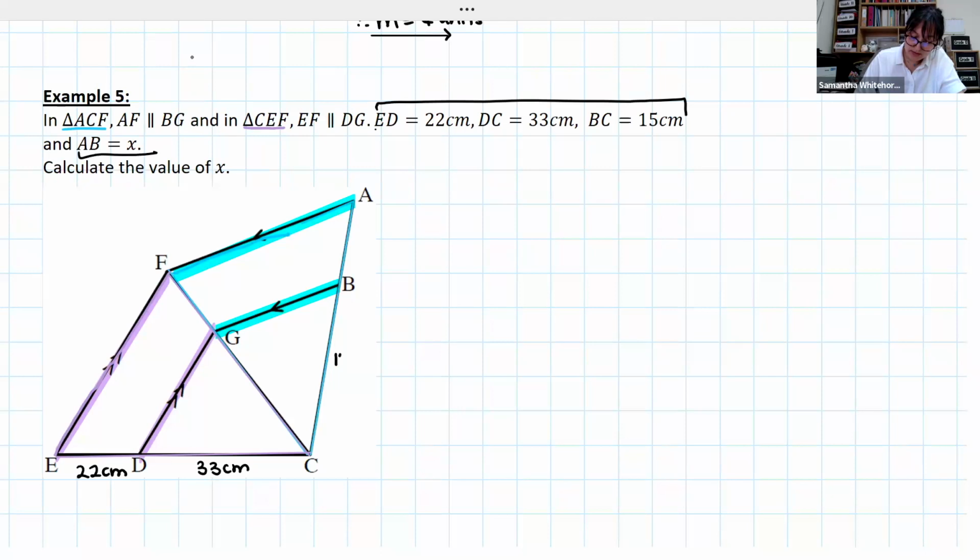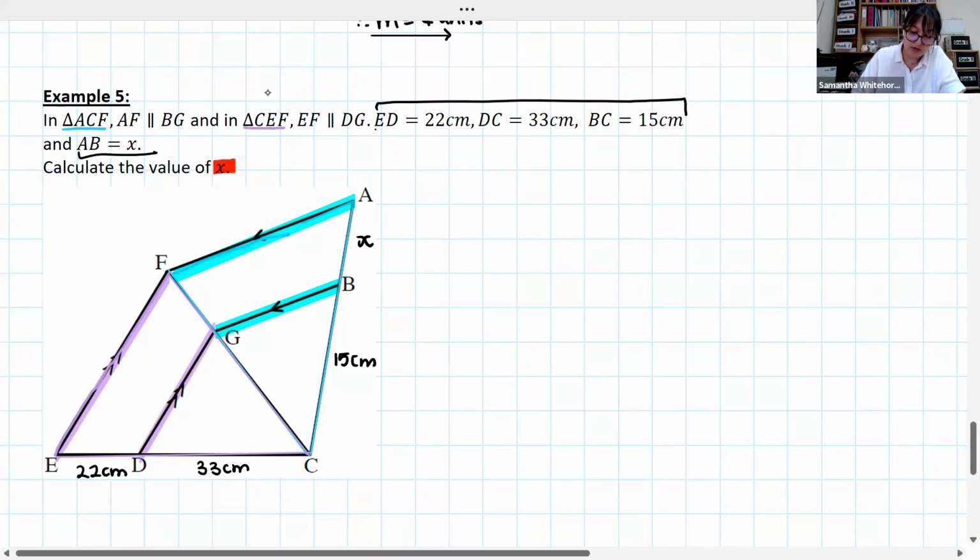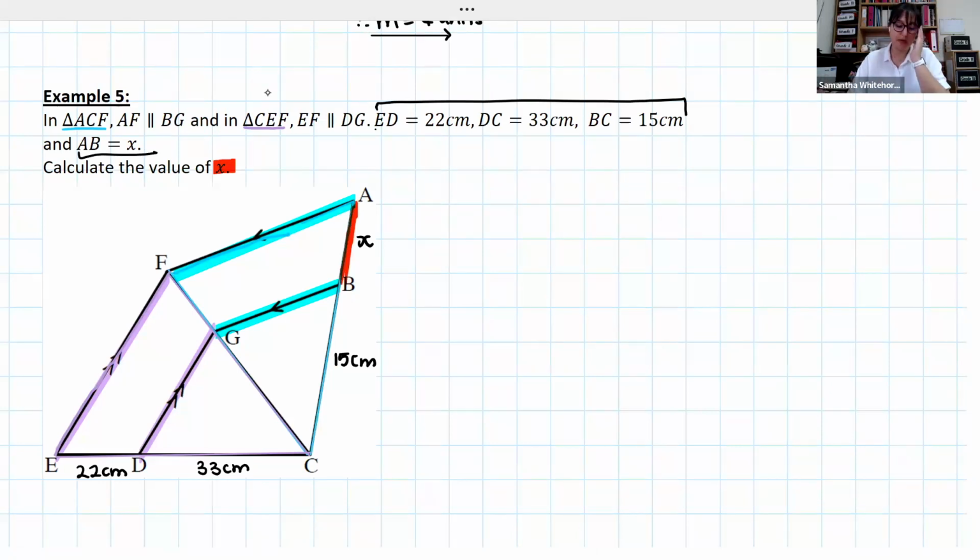BC, here on the right, is 15. And AB is X. The question is asking us to calculate the value of X. So I'm looking for this line segment's length, AB. What we see is that that line segment is in my blue triangle that I've drawn there.